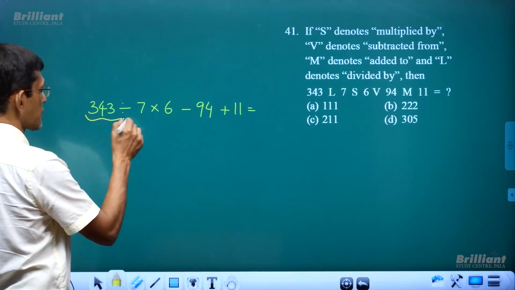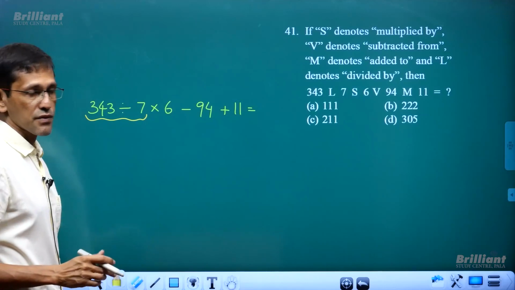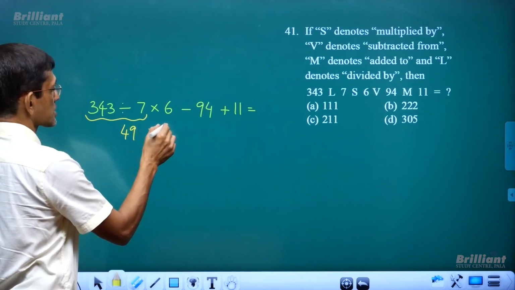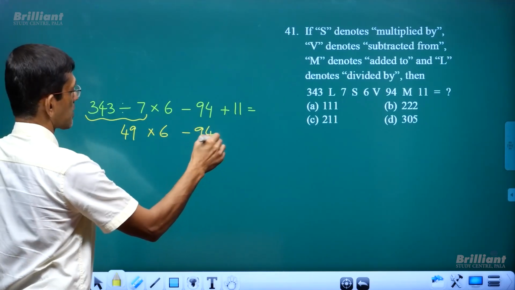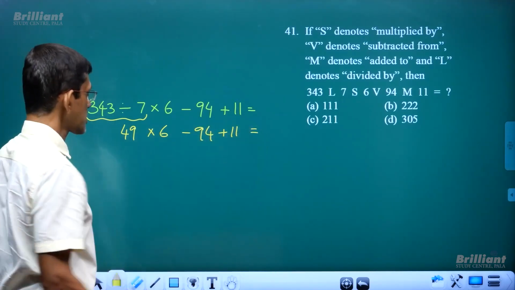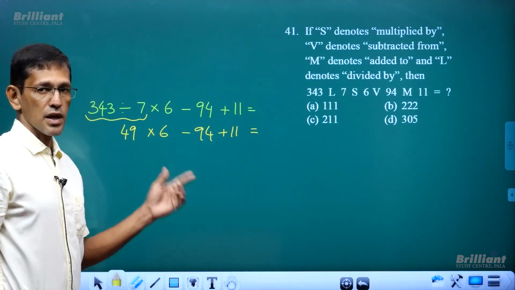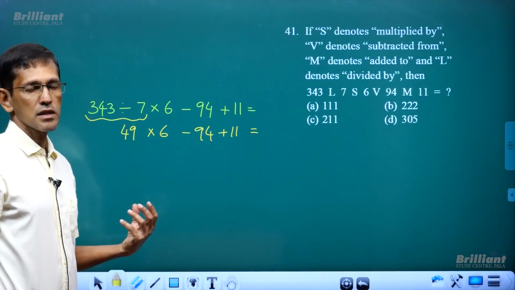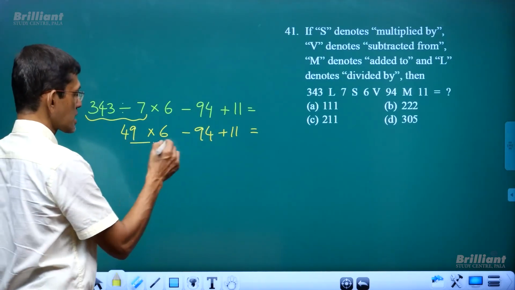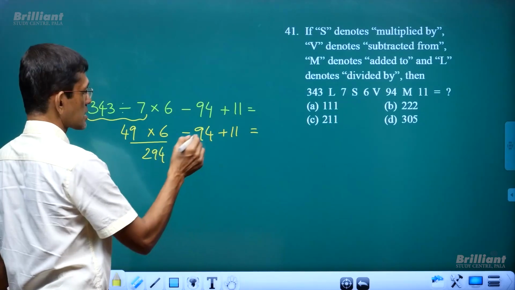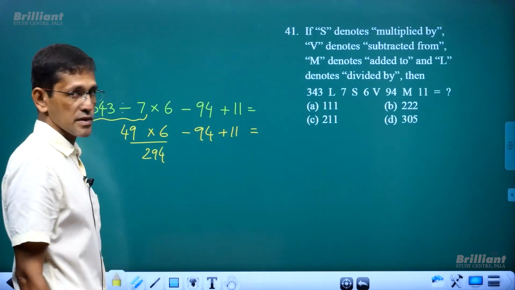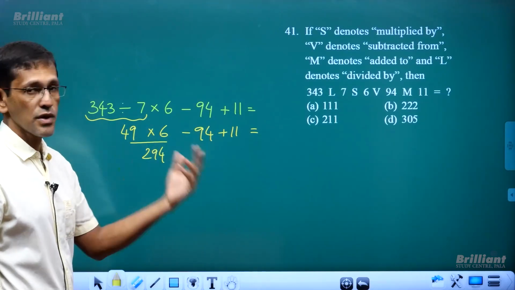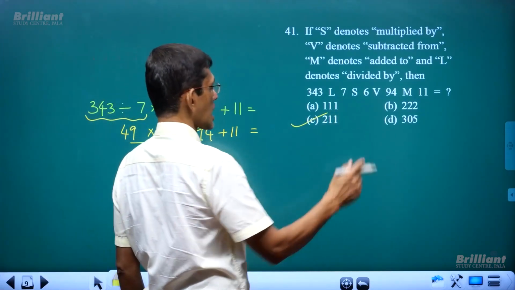What do you get? 343 by 7. Actually 7 cube is 343. 343 by 7 is 49. 49 into 6 minus 94 plus 11. So 49 into 6, how much is that? 50 into 6 is 300, right? So 49 into 6 is 300 minus 6, 294. So this is 294 and this is 94, plus 11. So 294 minus 94 is 200, 200 plus 11 is 211. So the answer right here is 211.